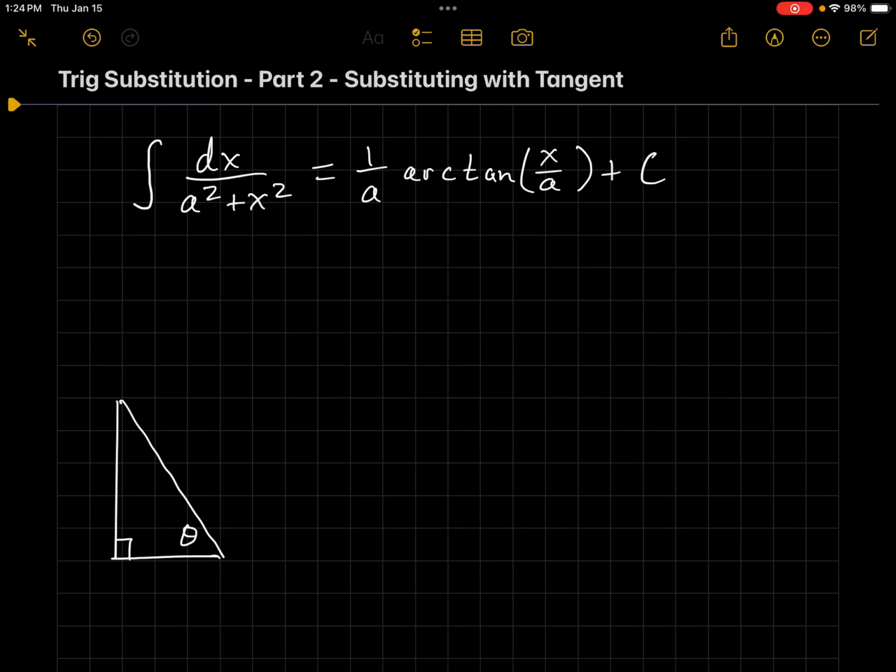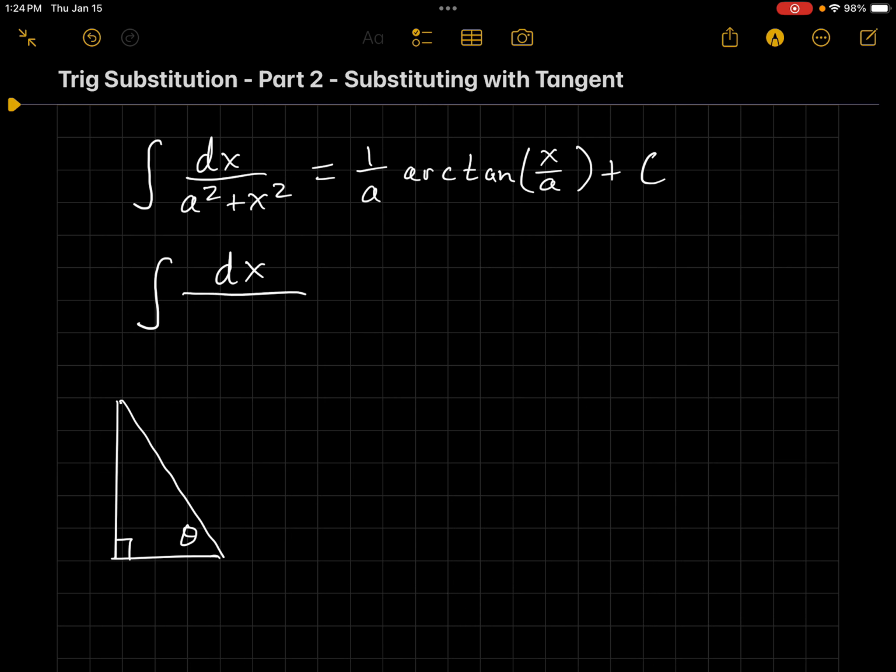Trig Substitution Part 2, Substituting with Tangent. Recall that the integral of dx over a squared plus x squared is 1 over a times the arctan of x over a. So what if we have an integral that looks sort of like it?